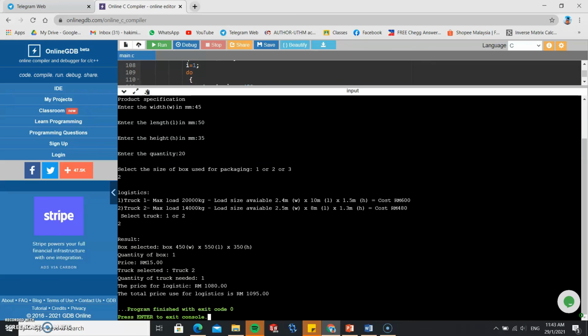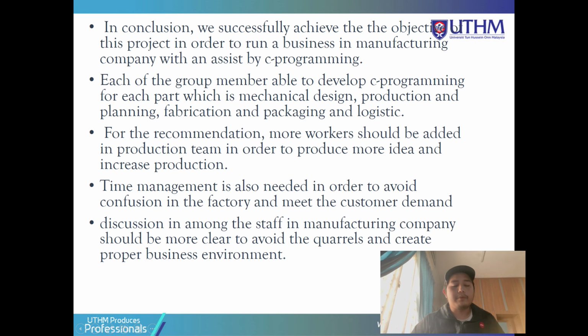Thank you. The conclusion of our project is we successfully achieved our objective in this project, to run a business in a manufacturing company. Secondly, each member of our group managed to develop C programming for each part: mechanical design, production planning, fabrication, packaging and logistics.